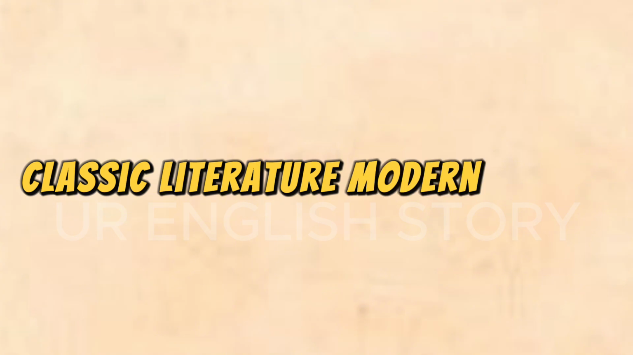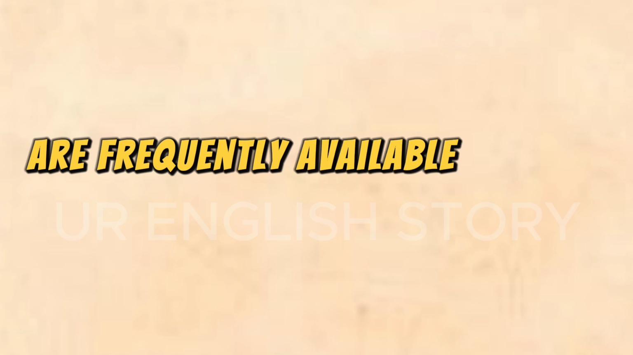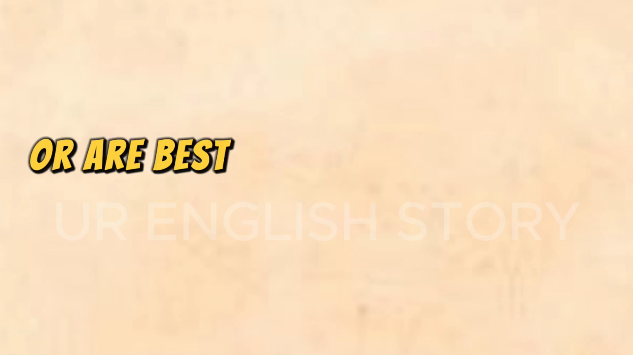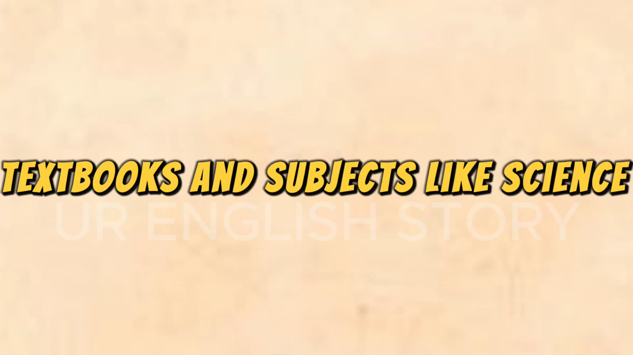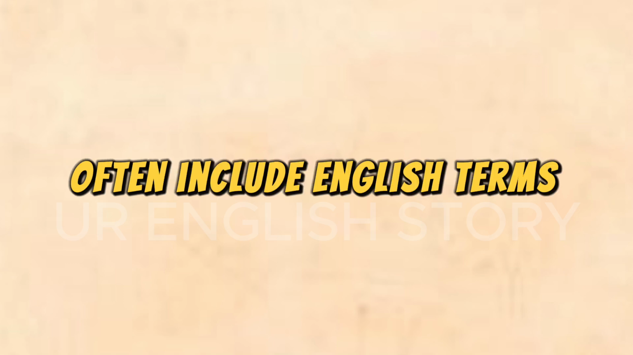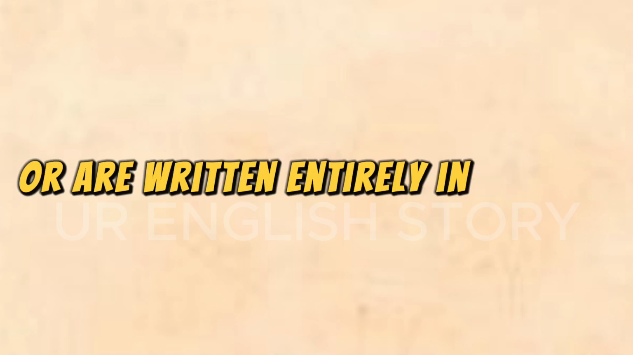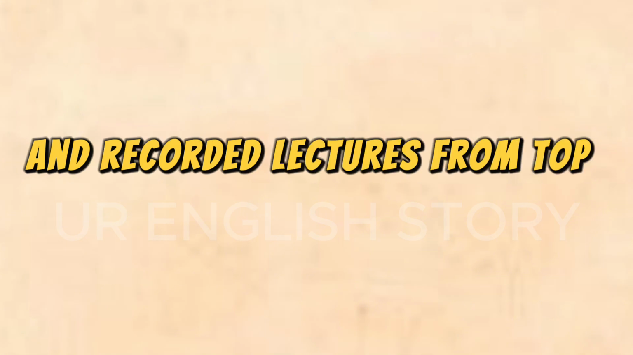Classic literature, modern novels, and influential essays are frequently available only in English, or are best understood in their original language, even for students studying in their home country. Textbooks and subjects like science, mathematics and business often include English terms or are written entirely in English. Universities also provide online courses and recorded lectures from top professors worldwide, most of which are in English.